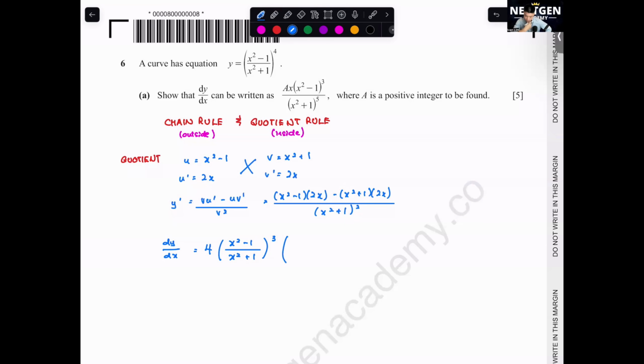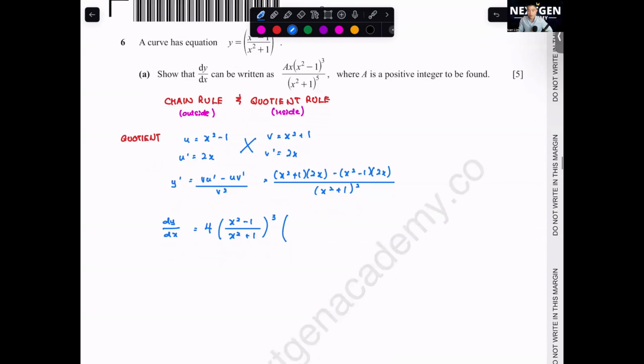Okay, wait, hold on. Let me just double check the value. You see, I have to be careful because I also wrote wrongly already. It should be x squared plus 1 because of v prime, x squared plus 1, then u v prime. This is x squared minus 1. You see, I have to double check it. Can you straight away differentiate with the power 4? Can. Remember, I'm just writing so that you all can see the steps clearly.